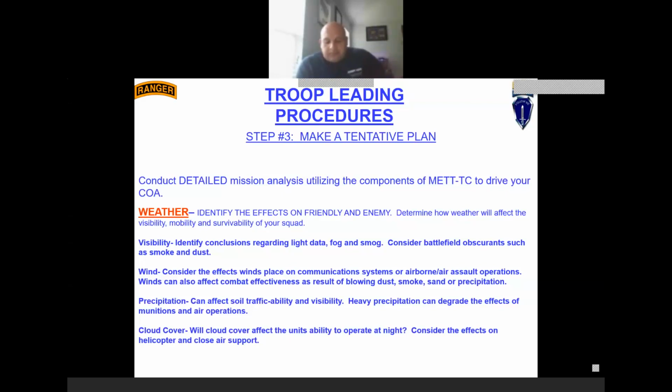Okay, so the major thing for high temperatures and humidity is that it affects our troops. It definitely hurts our troops, our speed, and our logistics, because we need more water as we move.